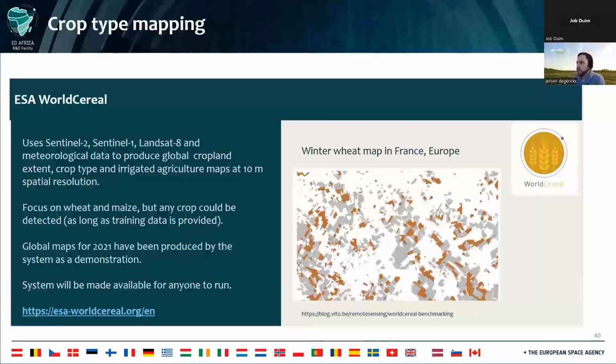Likewise, there's WorldCereal. WorldCereal focuses more on crop type and irrigation mapping, also at 10-meter resolution. It's in that sense quite similar to WorldCover because it uses more or less the same inputs. We have just finalized the first phase of this project, and the global maps for 2021 for wheat and maize have been produced. But we are now entering the second phase of this project, and there we want to make the system available for anyone. So the idea is that you'll have a system that you can run yourself and generate your own crop type maps for your area of interest and also other crop types aside from wheat and maize. So again, if you're interested in crop type mapping for your area of interest, just keep an eye on this project as well.